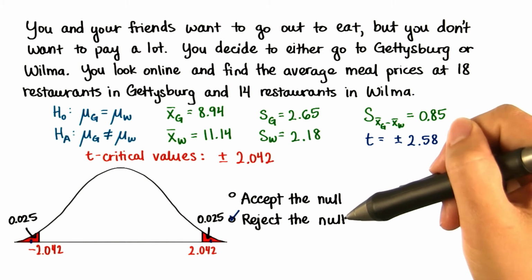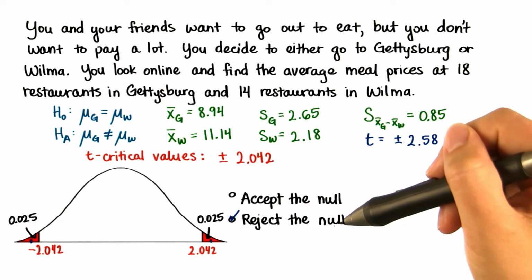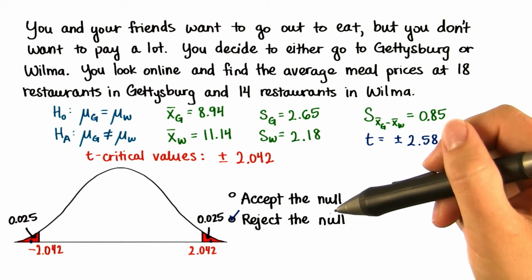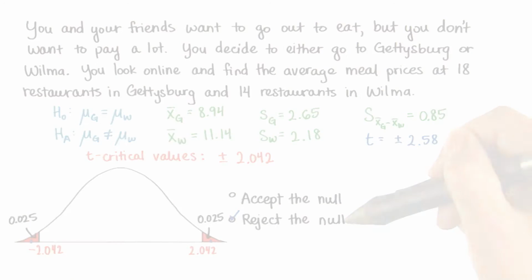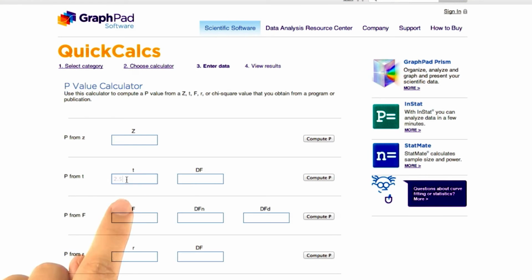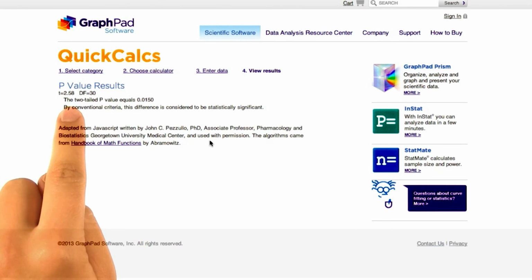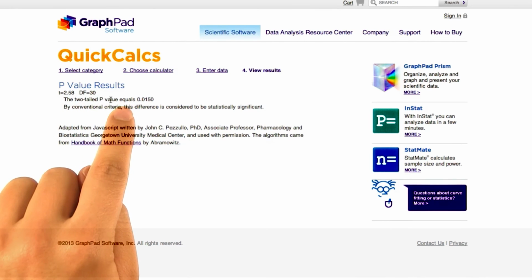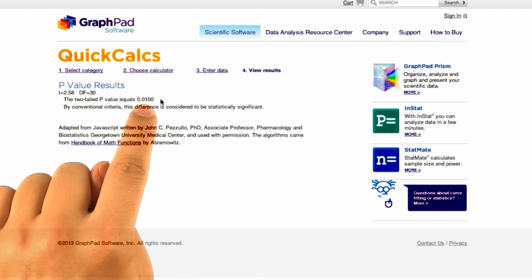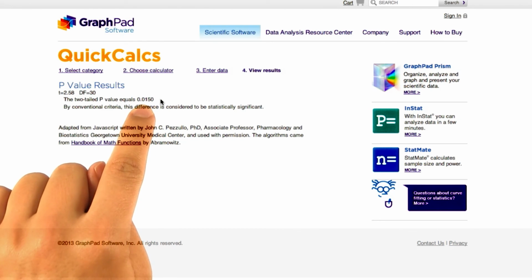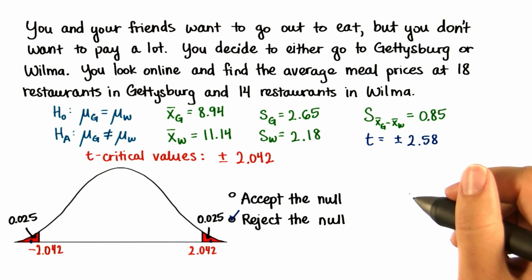It appears that mail prices in Wilma and Gettysburg are statistically different at a significance level of 0.05. If we calculate the p-value, remember our t-statistic is 2.58 and our degrees of freedom is 30, GraphPad tells us that the two-tailed p-value is 0.015, and that is indeed less than our alpha level of 0.05. Great job! We're done with this example.